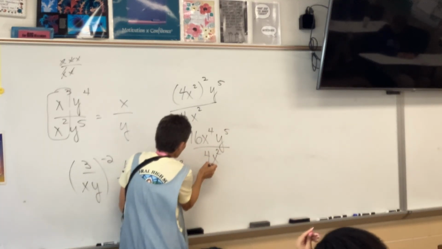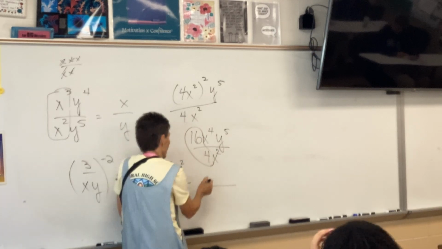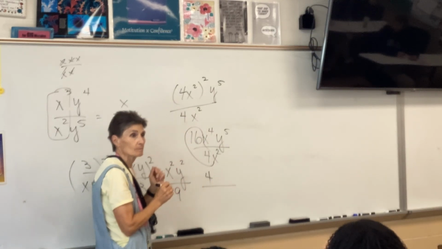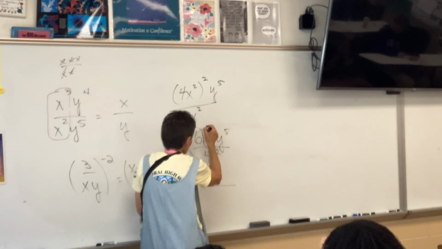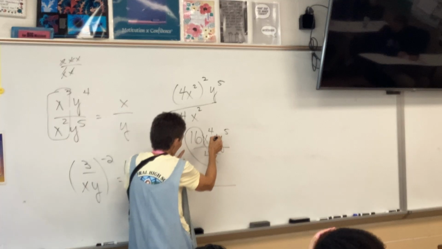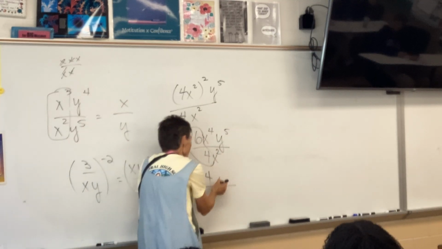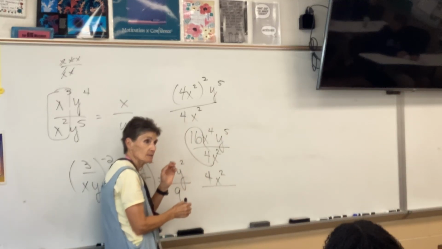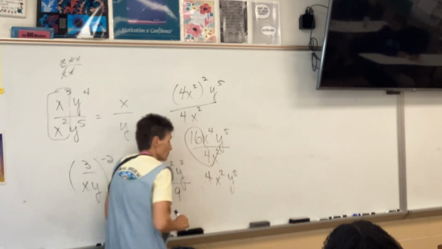Now, one thing at a time. What happens here? 16 over 4. 4. Right? What happens to my x's now? I've got 4 of them over 2 of them. X squared. X squared on the top. So I don't have anything at the bottom.